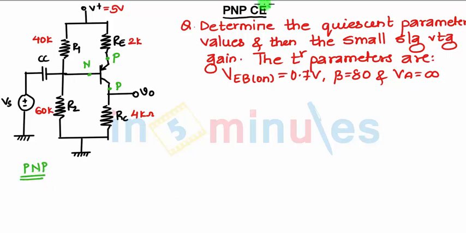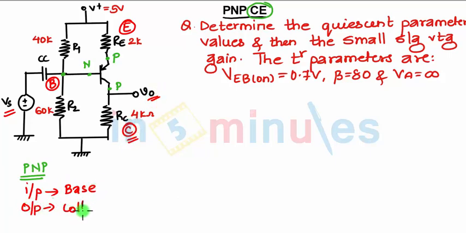Now, how to identify common emitter? You can say input is given. First identify the base, emitter and collector. This is your base, this resistance is E, so this is your emitter, and here you have collector. See the input. Where is the input given? Input is given to the base. From where are we taking the output? We are taking the output from collector. So which type of configuration is it? It is common emitter. So whenever you get a question, first identify the type of the configuration.